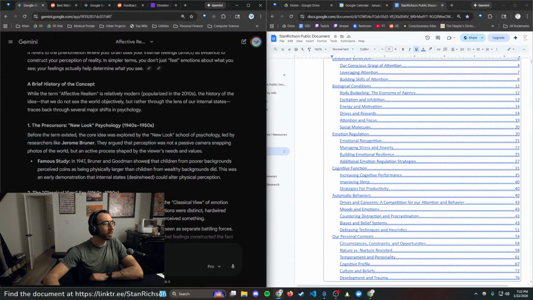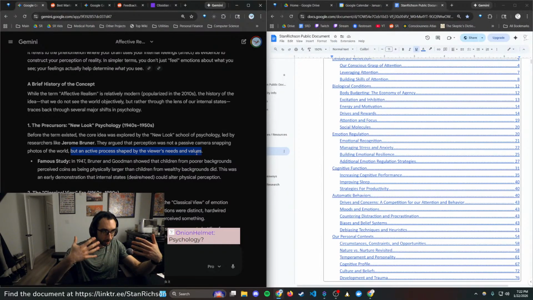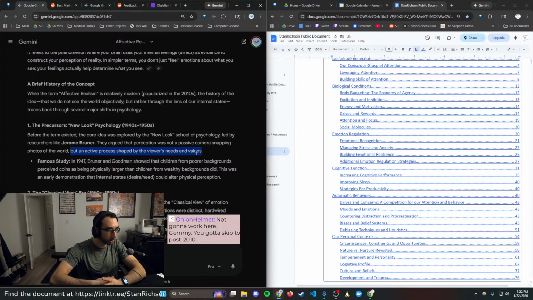Before the term existed, the core idea was explored by the New Look school of psychology, led by researchers like Jerome Bruner. They argued that perception was not a passive camera snapping photos of the world, but an active process shaped by the viewer's needs and values. So this is the intuition we get through our phenomenology, how it seems like the world manifests itself towards our concerns and our goals and our engagements.